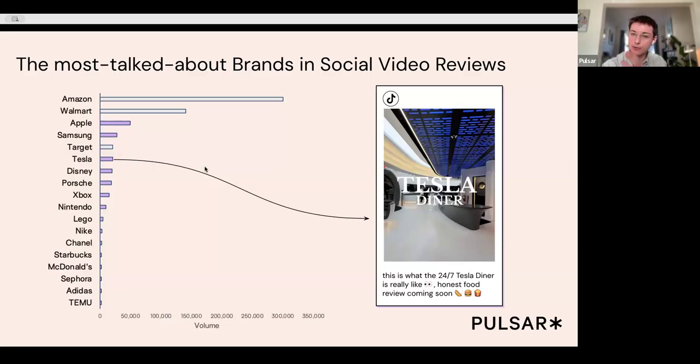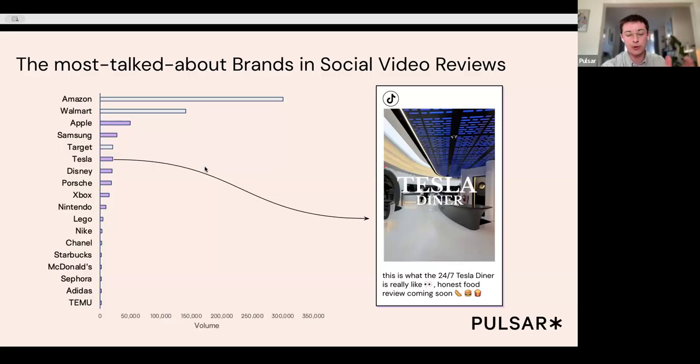Then we see a very sharp drop to Apple and Samsung, followed by Target, another distributor, and Tesla. We've got a little example of the vast variety of ways that Tesla can be referred to, not just reviewing the cars, but the whole Tesla extended universe, including their diner experience, which is a gas station, diner, and car garage all rolled into one. So it's a bit of a Disneyland for Tesla nerds.